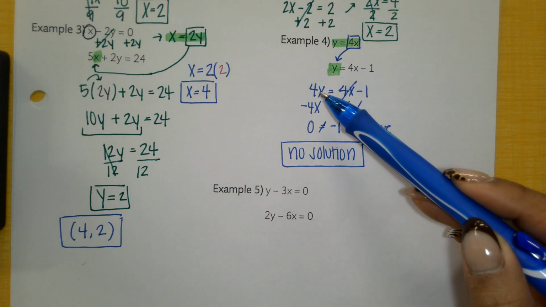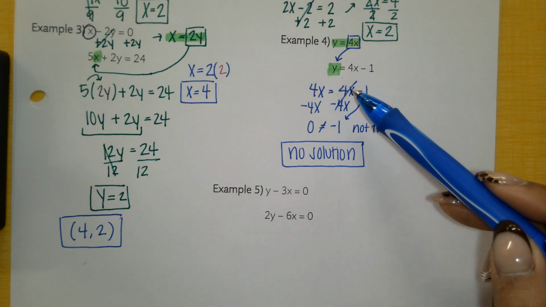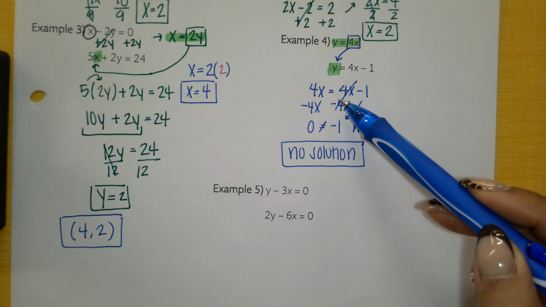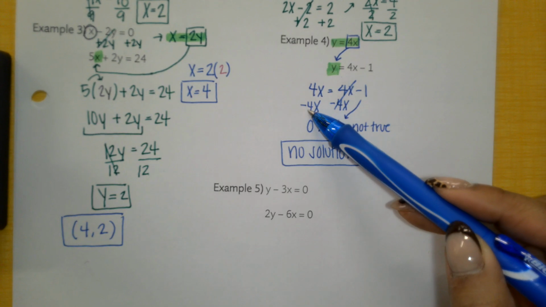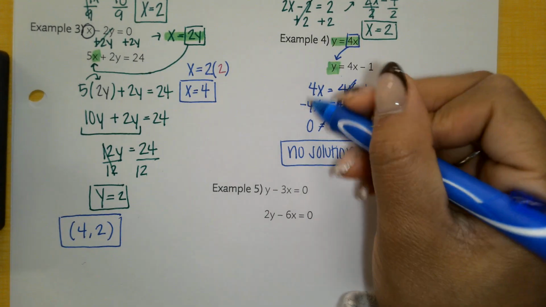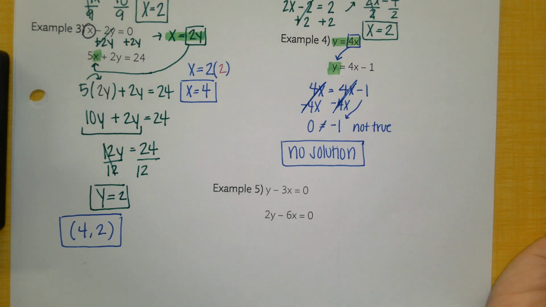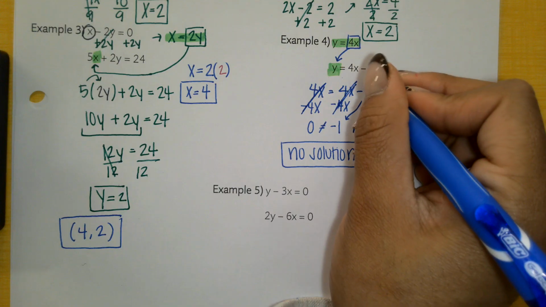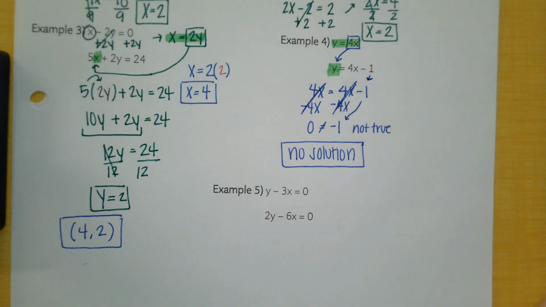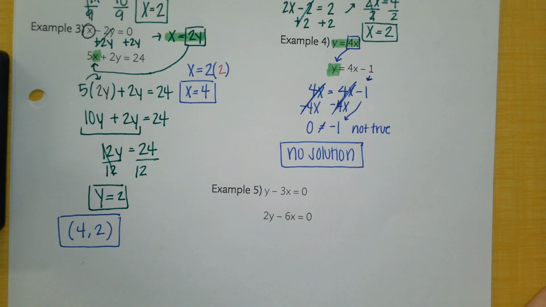Then you're going to get rid of the 4x on either side. Doesn't really matter which one. I went ahead and got rid of it from the right side. So I subtracted 4x from the right side and subtracted the 4x on the left side. So what happens on the right side, it goes away, and it also goes away on the left side. So you're left with 0 on the left side is equal to negative 1, because don't forget this little negative 1 that you have to keep bringing down. And since 0 cannot be equal to negative 1, it's not a true statement, so it's no solution.